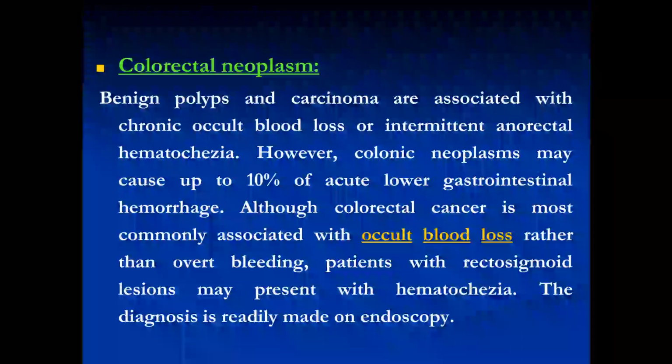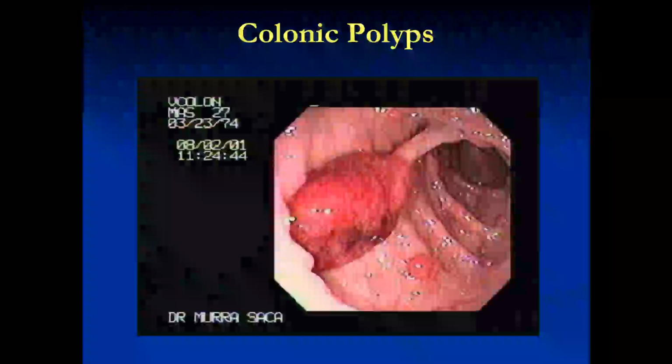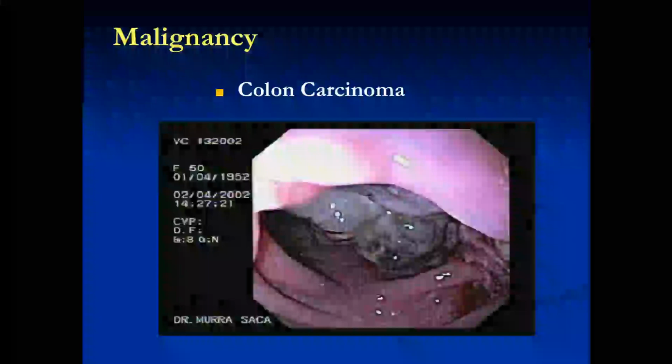Colorectal neoplasms, benign polyps, and carcinoma are associated with chronic occult blood loss or intermittent anorectal hematochezia. However, neoplasm may cause up to 10% of acute lower GI bleeding, although colorectal cancer is most commonly associated with occult blood loss rather than overt bleeding. Patients with rectosigmoid lesions may present with hematochezia. The diagnosis is rarely made on endoscopy. The picture of a colonic polyp and another picture of colonic carcinoma.